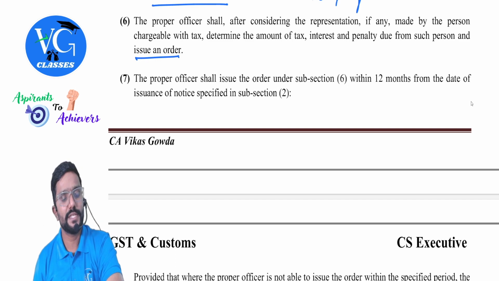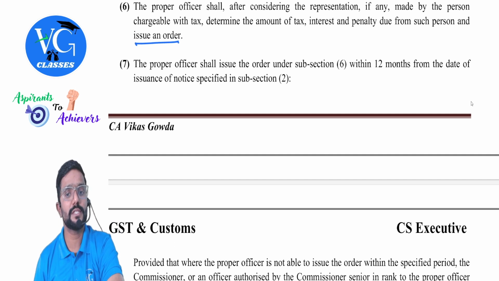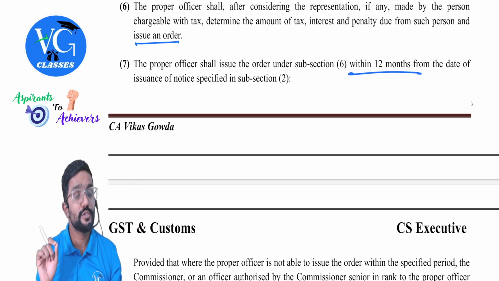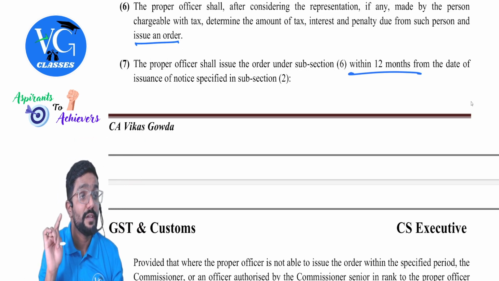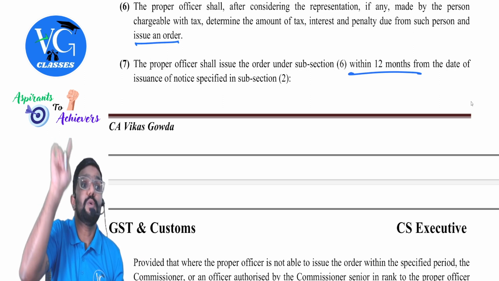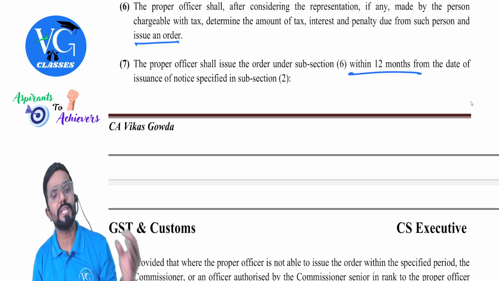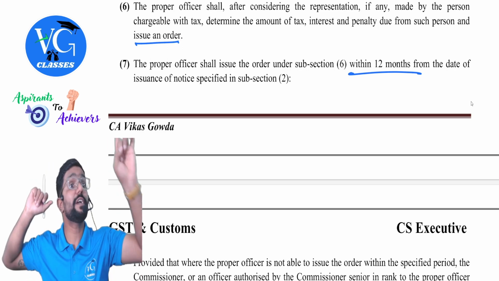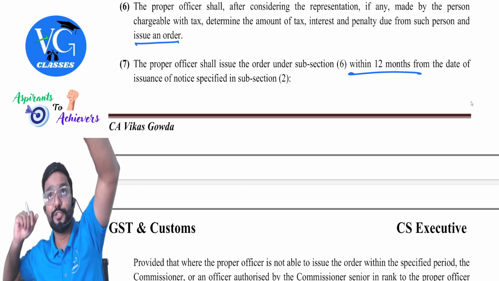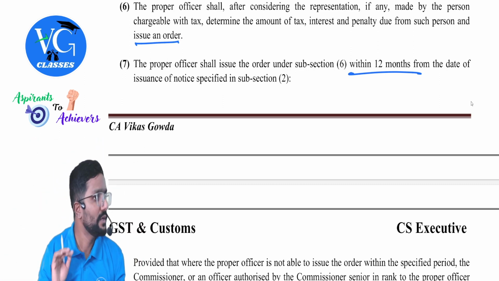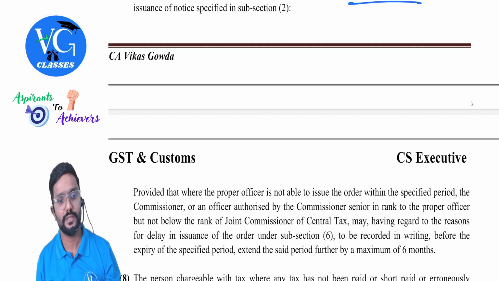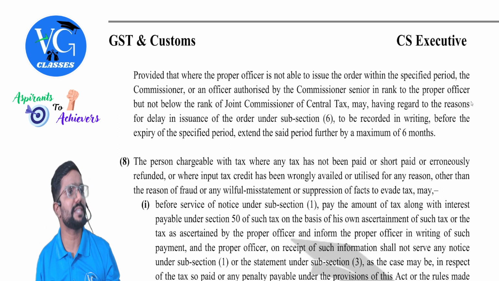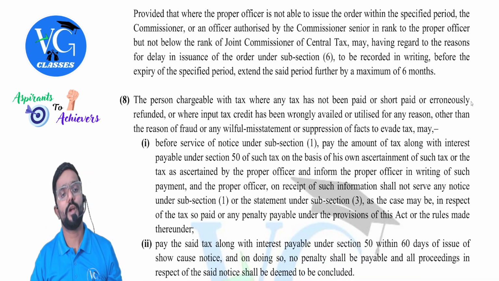Okay. Subsection 7. The proper officer shall issue an order under subsection 6 within 12 months from the date of issuance of notice. So 12 months is not from the due date. 12 months is from the notice date. Okay. Issuance of notice specified in subsection 2, guys. We already seen what is the time limit to issue notice? 42 months from due date. Once notice is issued, within 12 months, order has to be passed. Within 12 months, order has to be passed. But that 6 months can be extended, 12 months can be extended for another 6 months. I told you, na, extension. Proviso.